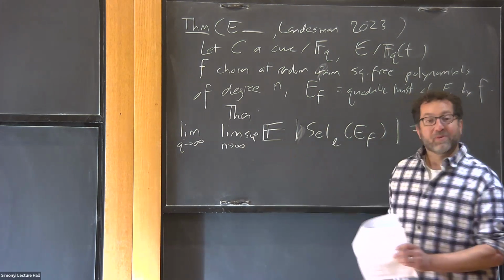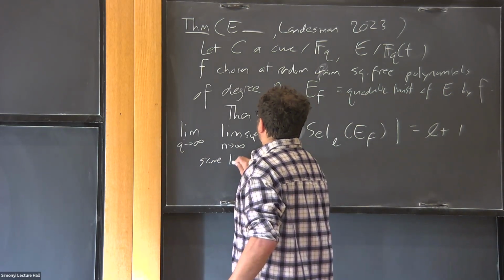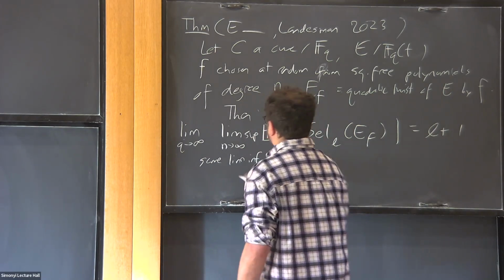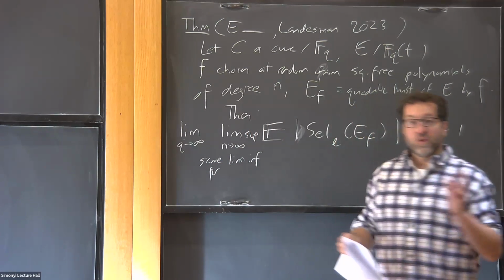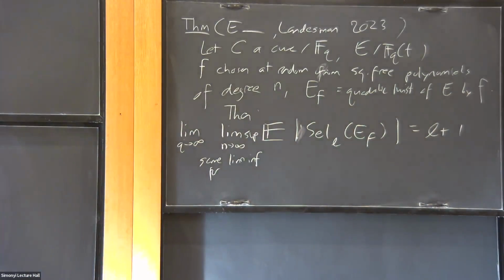And then the same is true for limits. So this is bounded above and below by things which, the larger Q is, the closer those upper and lower bounds are to L plus 1, the Poonen-Rains expectation.